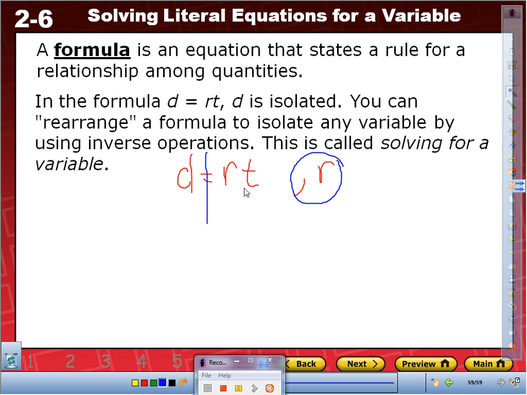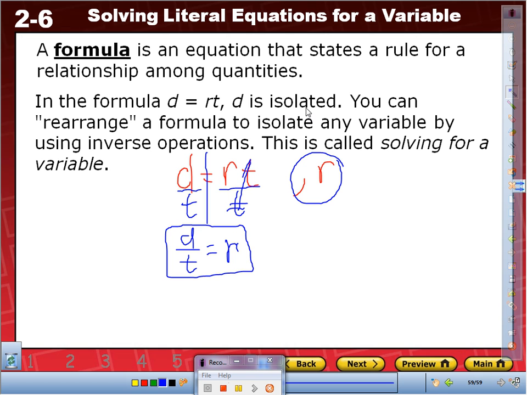Multiplication. So how do we cancel that T? Divide by T, and whatever we do to one side, we do to the other. T over T is 1. 1 times R is R. What's left over here? D divided by T. That's what we mean by solving for a variable. Everybody see that? Notice that the process is the same, but are we using numbers? No. Now we're using variables. Everybody got it? Okay, so now we got that so far.